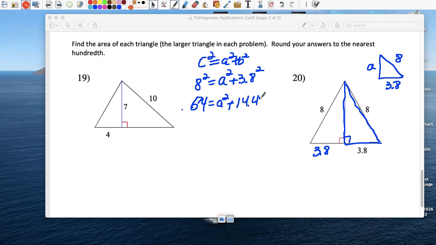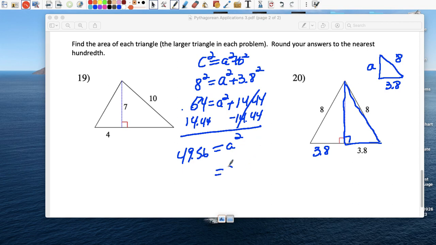We're going to subtract 14.44 from both sides. That goes away. A squared equals 64 minus 14.44, which is going to give us 49.56. And we're going to take the square root of that. That's going to give us approximately 7.04. All right, so now I know that the height of this triangle is 7.04.